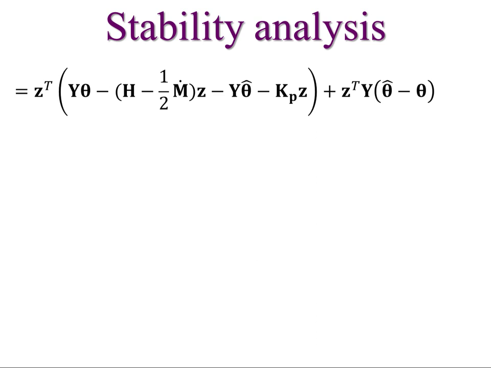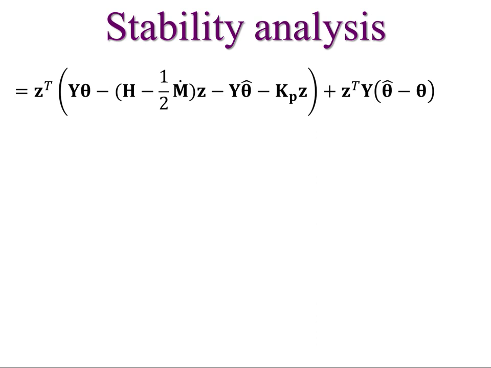Here, by using the property of the robot dynamics that H half M dot is a skew-symmetric matrix, the second term in the first parenthesis is 0. A skew-symmetric matrix is a matrix whose quadratic form is 0. We also use this characteristic when analyzing the stability of the passivity-based control.